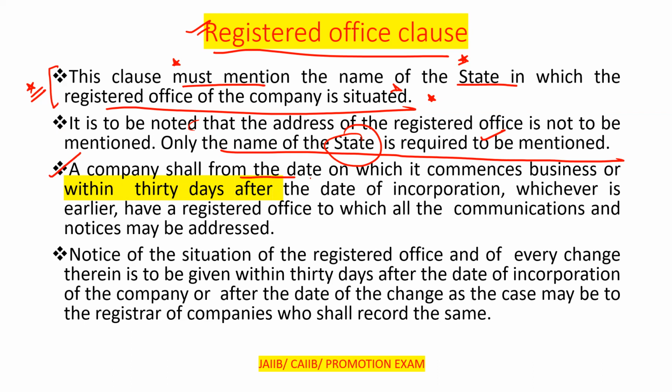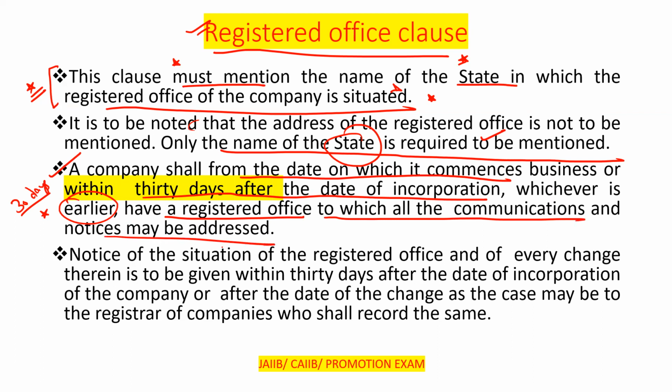Further, a company shall, from the date on which it commences its business, or within 30 days after the date of incorporation, whichever is earlier, have a registered office to which all the communications and notices may be addressed.